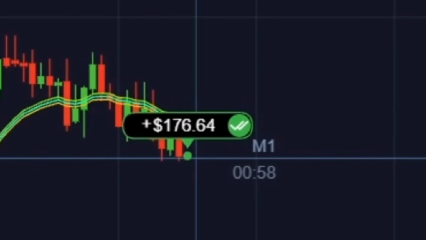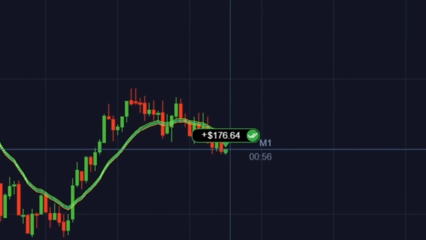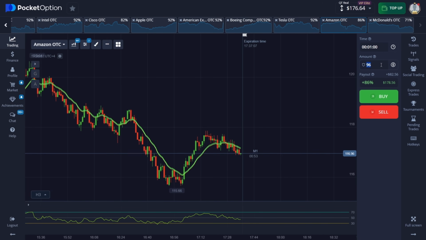And we won our second trade. Now my balance has increased to $176. Let's find a trade for $176.